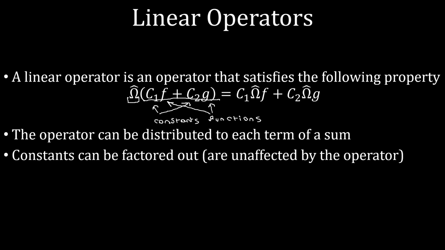So what we see for it to be a linear operator is first that it could be distributed to each term of a sum. We see we have this plus sign here. When we distribute the operator to a sum, we have to be able to distribute the operator independently to each term of the sum. And then once we do that, we also have to be able to factor out constants. So we say constants are unaffected by an operator.